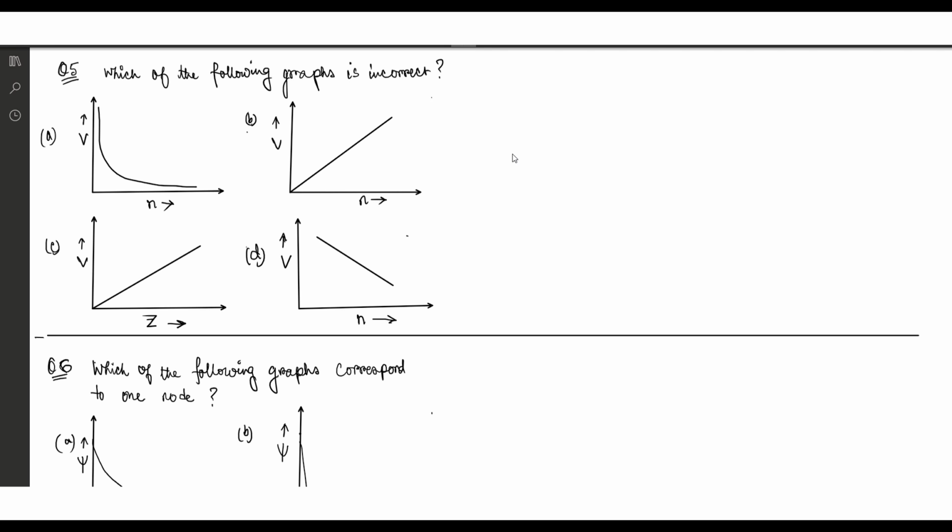In the first part, we have discussed a few graphical problems from structure of atom. In this video we are going to learn such type of numericals more and more. Okay, let's start. Here is a question: which of the following graphs is incorrect?